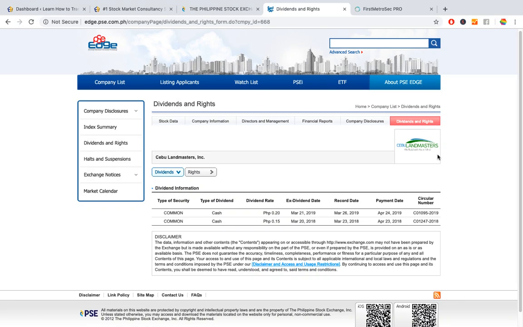Now let me talk about selling. If you have CLI, of course, if you will sell CLI shares before March 21, then those shares will not receive cash dividend. Now, if you will sell on and after March 21, those CLI shares will still receive a dividend. Okay? I hope you get that.